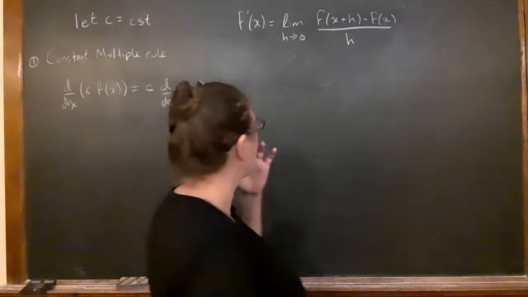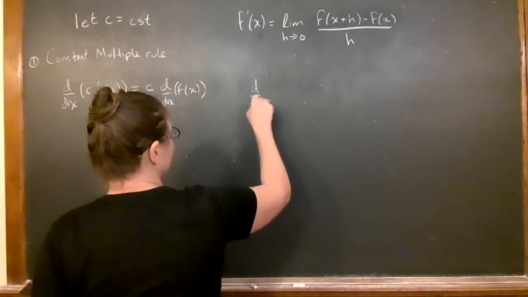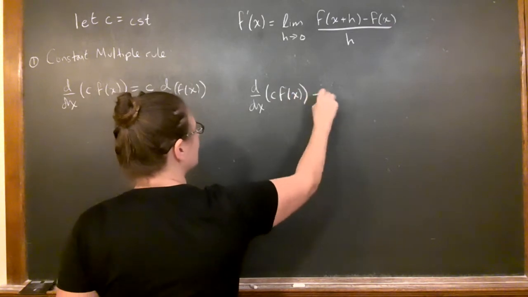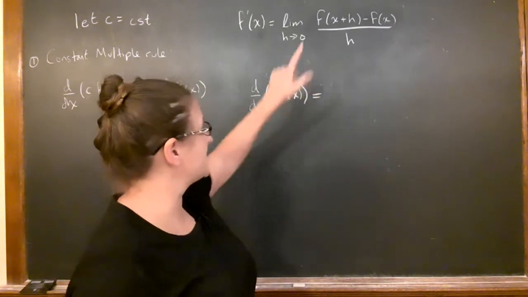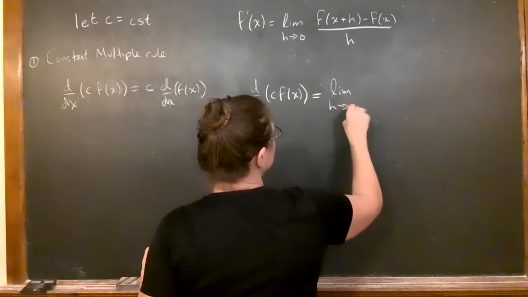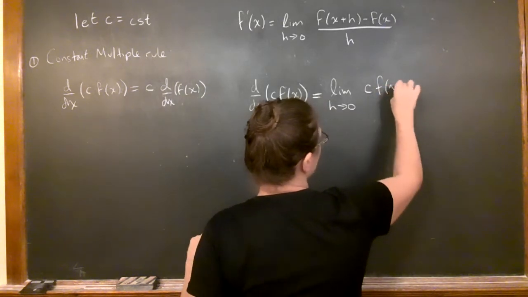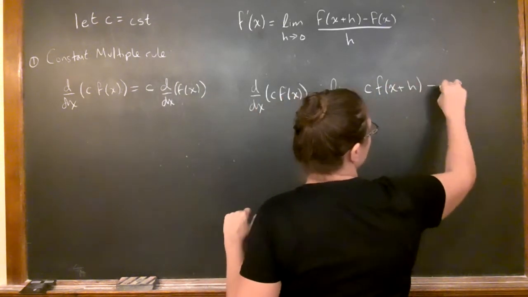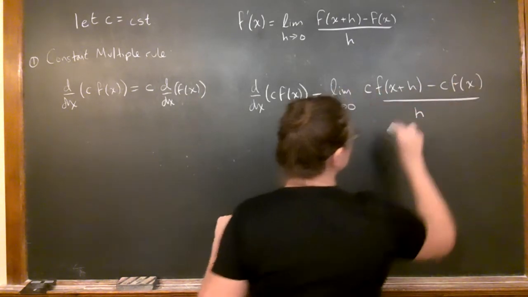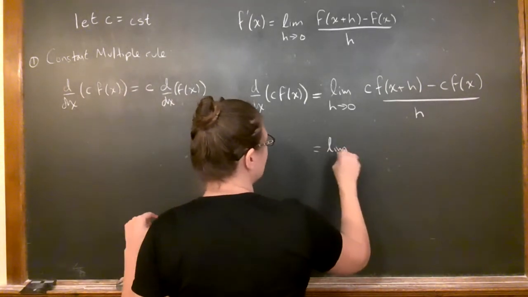Okay? So we can just check this very quickly with our definition of the derivative. If I want to take the derivative of c times f of x, all I'm going to do is put c times f of x into my difference quotient, and you can see c just sits there, right? It's c times f of x plus h minus c times f of x all over h. Well, so I've got a c in both things on the top, right? So I can pull it out.